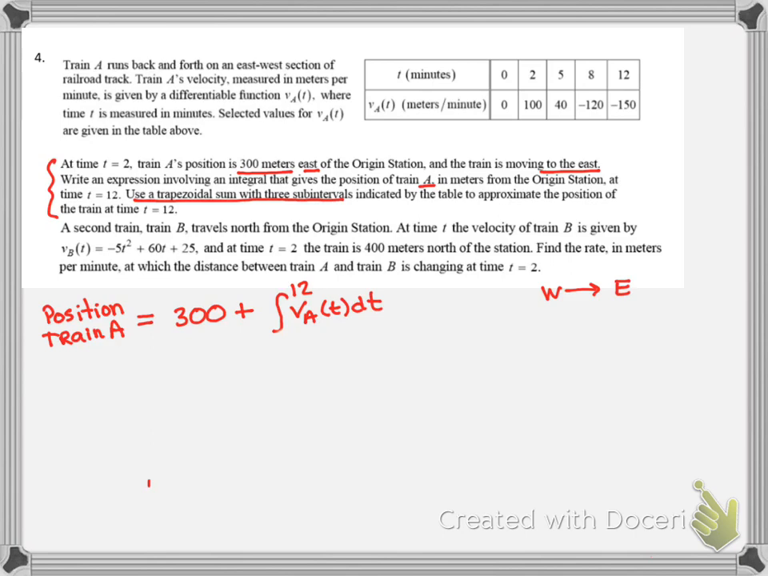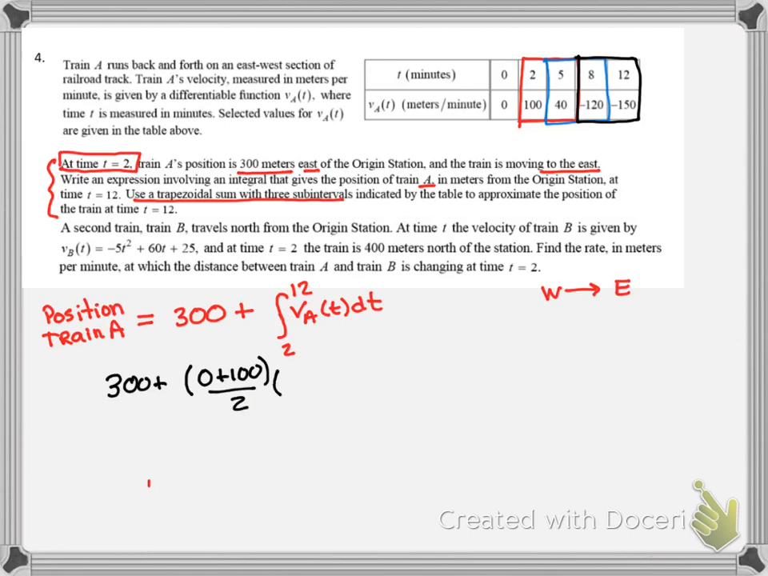I've already found an error. We're going from 2 to 12 because they gave us an initial position at 2. So we're looking from 2 to 5, and then from 5 to 8, and then from 8 to 12. So our trapezoid will be 300 plus, we're going to go from 0 to 100, average that out, and multiply by our base.